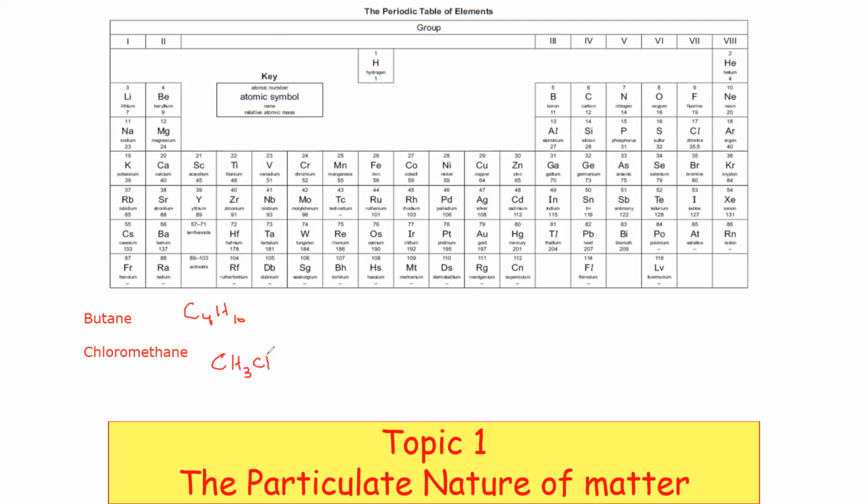Again, the same question: you have to identify in which gas the particles will move faster, or which gas is lighter. Because the lighter particles will move faster. Butane is C4H10 and chloromethane is CH3Cl. So we have carbon, hydrogen, and chlorine. These are the three elements present in these two compounds. Take your time and work out the answer.